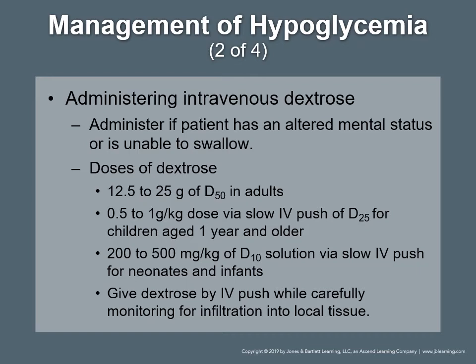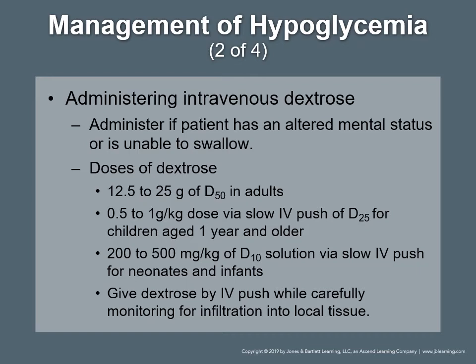Administering IV dextrose. Administer IV dextrose if the hypoglycemic patient has an altered mental status or is unable to swallow. Contraindications include the presence of increased intracranial pressure or possible intracranial bleeding. Administering glucose in the presence of hypokalemia worsens the effects of low potassium.